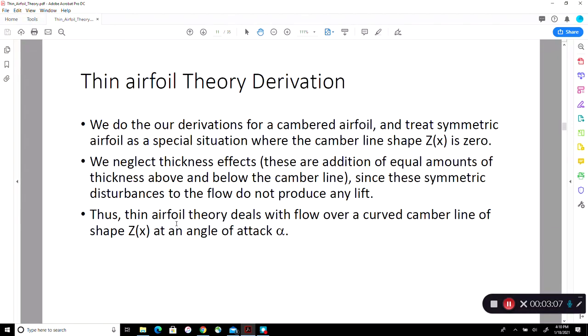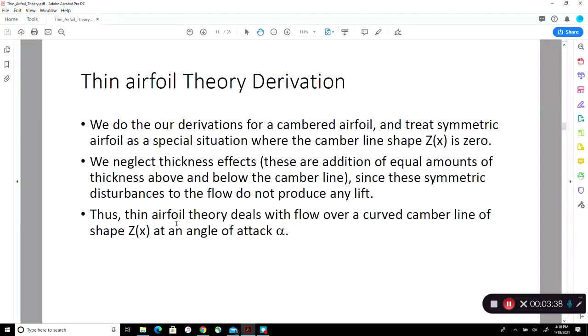Therefore, thickness simply disturbs the flow above and below the camber line by the same amount. So in the absence of camber, it's disturbing the flow above and below the chord line by the same amount. Whatever happens on the upper surface is happening on the lower surface. Therefore, you don't get any lift. So in thin airfoil theory, we neglect the thickness effects. We only include the camber line effects and the angle of attack effects.